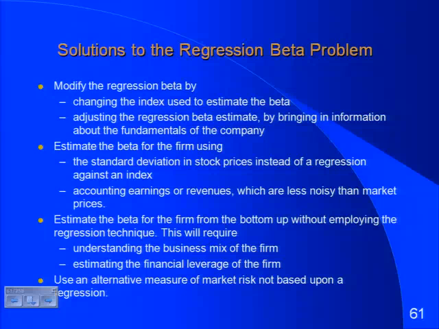I don't trust the number because of its noise. I don't trust the number because I can make it shift depending on the index I use. And you're going to end up wasting so much time trying to come up with the parameters to use for a beta regression that it's really not worth the effort.